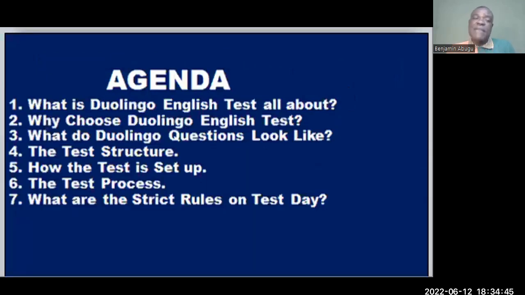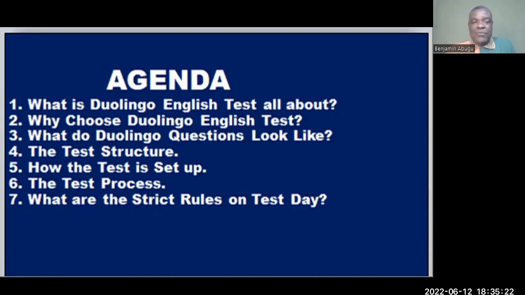We are going to look at 7 items on our agenda. Number 1, what is Duolingo English Test all about? Number 2, why should you choose the Duolingo English Test? 3, what do Duolingo questions look like? Number 4, the test structure. Number 5, how the test is set up. Number 6, the test process. And number 7, the strict rules that you are expected to adhere to on test day.